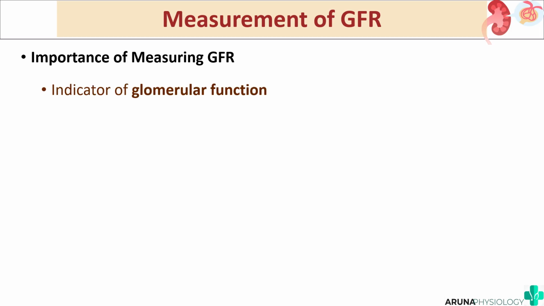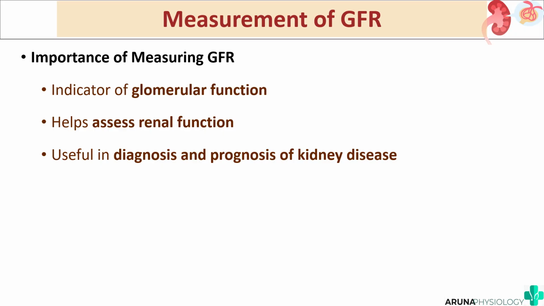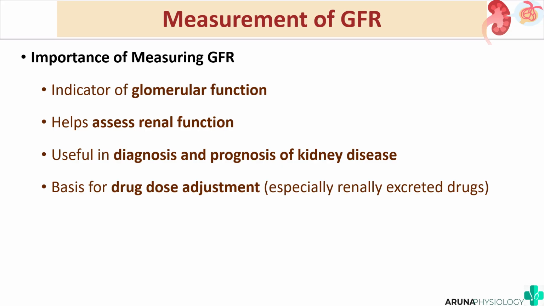So why should we measure the GFR in the first place, or what is the importance of measuring GFR? It's because when we measure GFR, first of all, it's an indicator of glomerular function and it helps to assess the renal function. Usually, if there is a kidney disease, before the creatinine level increases, it is the GFR that is going to decrease. So, it is useful in diagnosis and prognosis of kidney diseases, and it is also the basis for drug dose adjustment, especially for drugs which are excreted through the kidney. So we adjust the dose based on the GFR measurement.